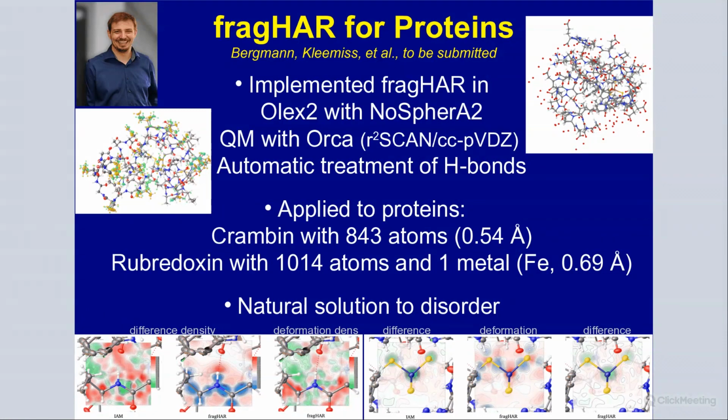And this is just some pictures of what you can get. This is the metal site in the rubredoxin, where you have an ion bound to four cysteine groups in the protein. So that can be done now, although it's quite painful to do proteins in OLEX2. So the problem is not to do the QM calculations, the problem is to do the refinement for a full protein.